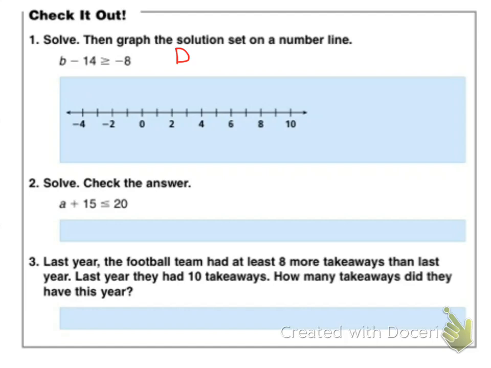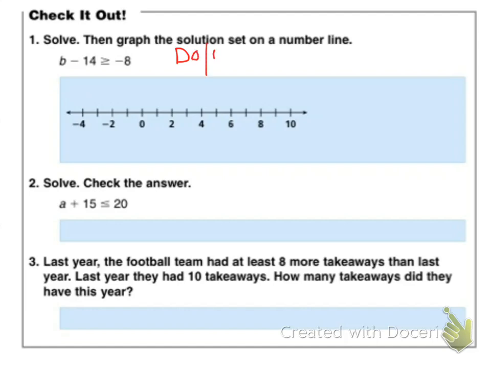So solve and then graph, they tell us. B minus 14 is greater than or equal to negative 8. We are going to solve this just like we solve our regular equation. So I'm going to start with a do and undo chart. I want my variables all on one side and I want my constants all on the other. So b minus 14 is greater than or equal to negative 8.